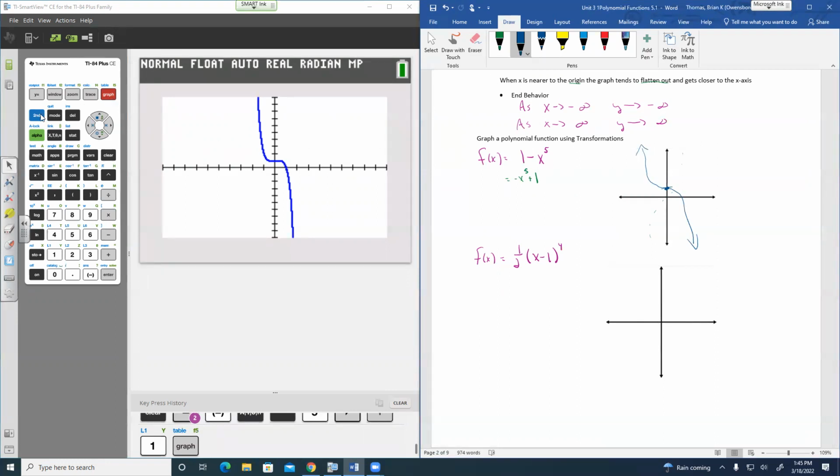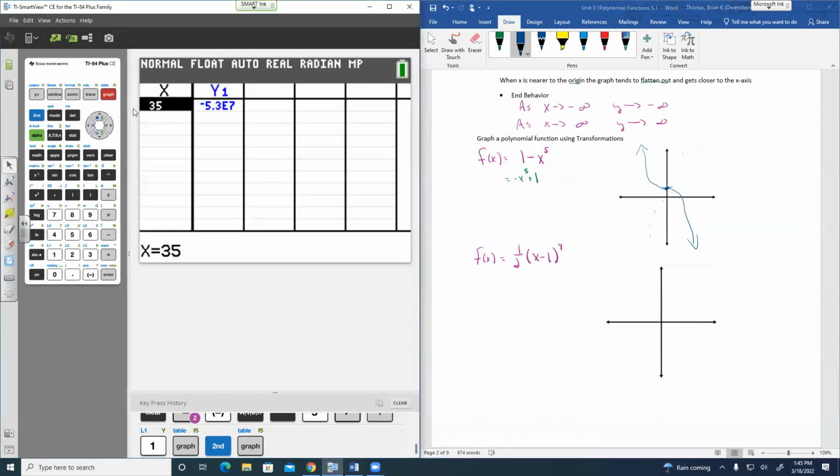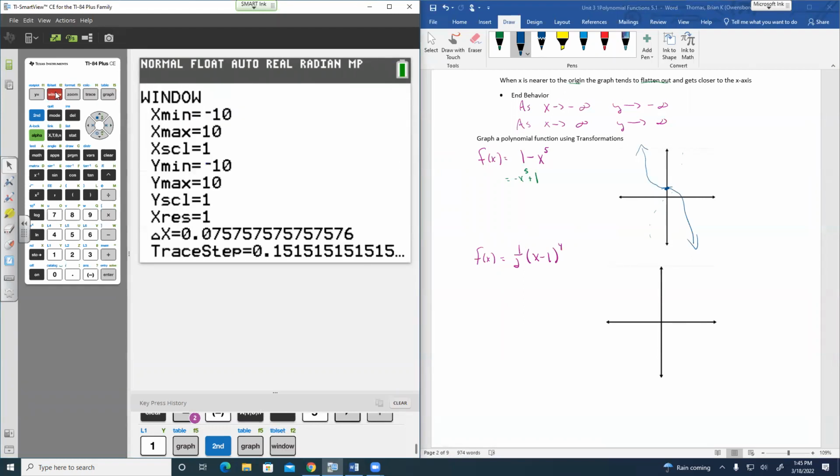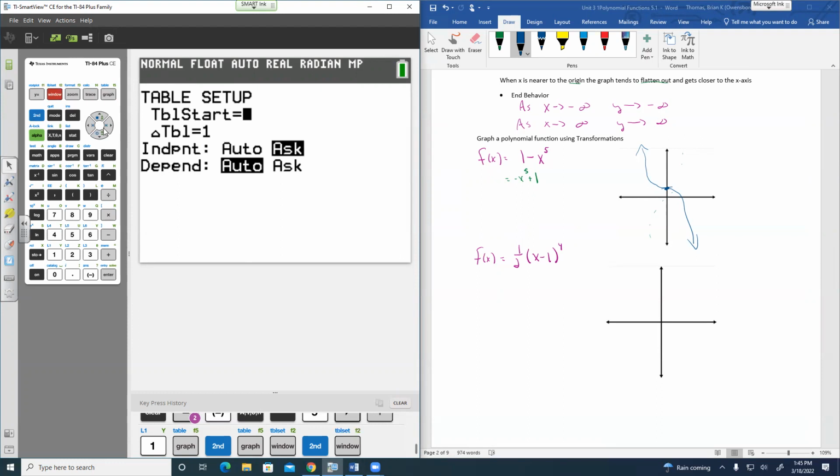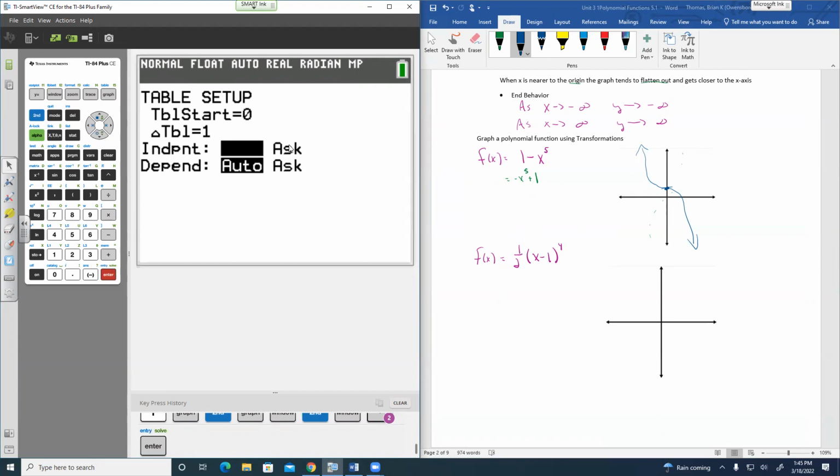Now, if I want to get a little bit more special with it, if I hit the second button and hit the table button, I should be able to get some ordered pairs here, but let me see what my window's doing. My window is okay. Let me change my table set. Hit second table set. Notice how my independent variable is on ask. I need that to be automatic. So now the graphing calculator will do all of it for us, but ask means I choose the values to go in. And that was under table setup.